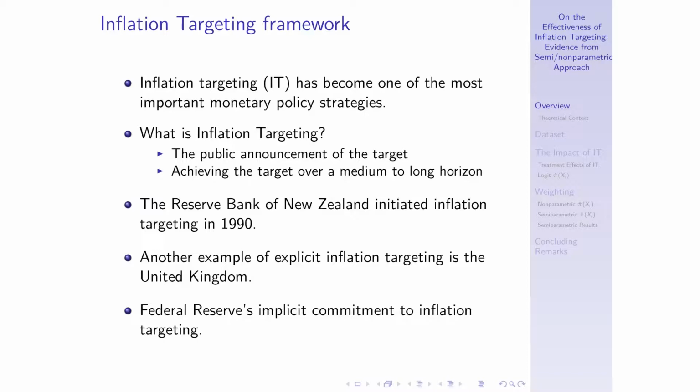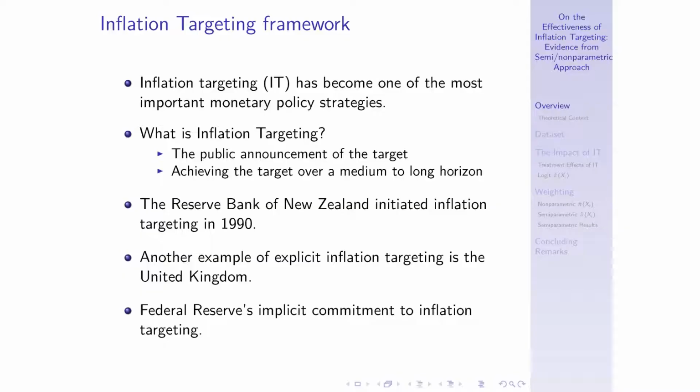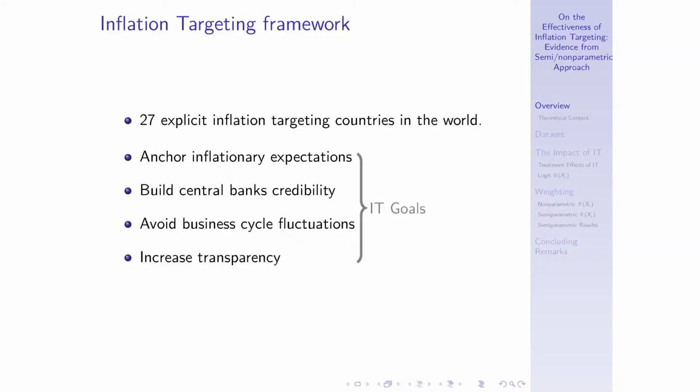There is a set of industrial countries and quite a few emerging market and developing countries. It became very popular in the Latin American countries in the 80s and 90s, because most of the countries in Latin America were affected by very high inflation. There are also implicit inflation targeting countries, and the US is of course one of them. So right now, if you include India, then 28, but in the data that we have, 27 explicit inflation targeting countries in the world. So what do they do, and what is the idea behind inflation targeting?